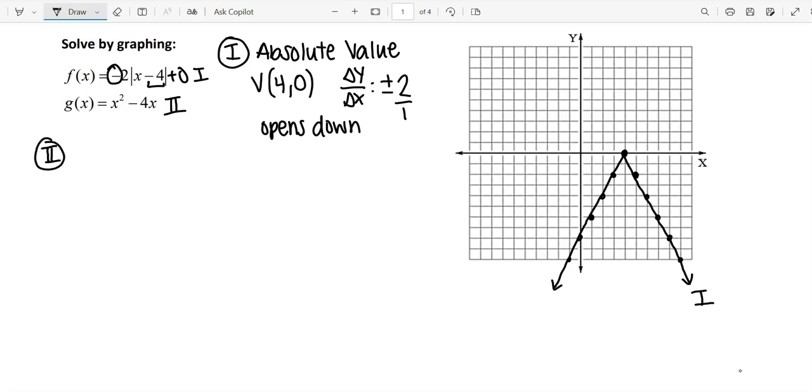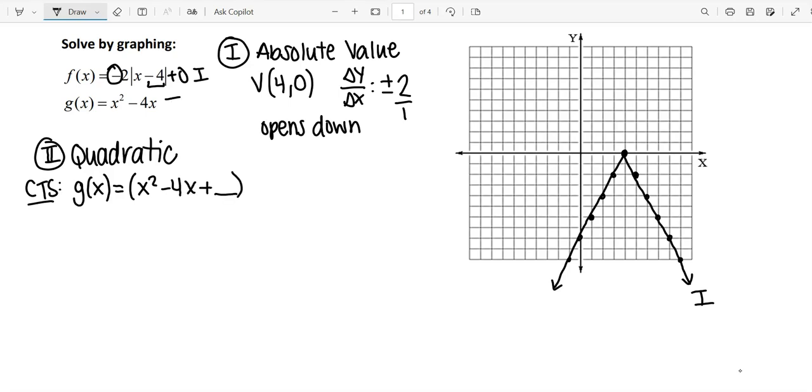Equation number 2 is quadratic because of that x squared. And my quadratic equation is in standard form. I want it in vertex form, so I'm going to complete the square. So I've got g of x equals group x squared minus 4x plus blank. And then notice on this one as well, there's also a plus 0 there. And so you're actually moving 0 out and then minus blank.